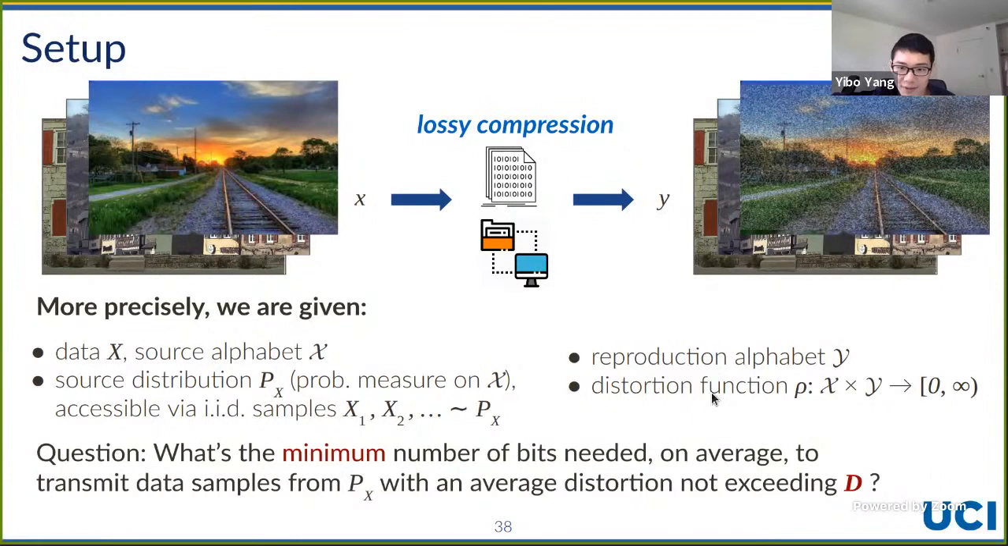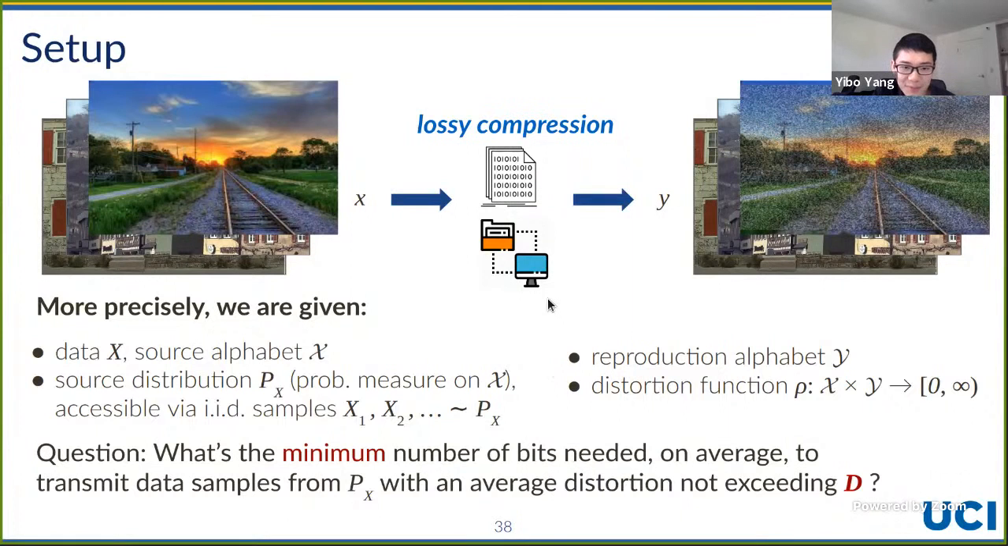so that the output of the lossy compression algorithm takes some value in this Y space. And we're given a distortion function, rho, that looks at a pair of the original data X and the reconstruction Y, and gives some number that is non-negative. It tells us how much these two differ. And again, the question is, what is the minimum number of bits you need on average to transmit the data samples with an average distortion that does not exceed some given threshold, capital D? Again, this is asking this question for any possible compression algorithm you can come up with.